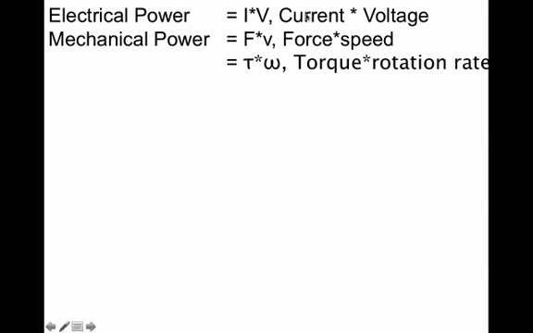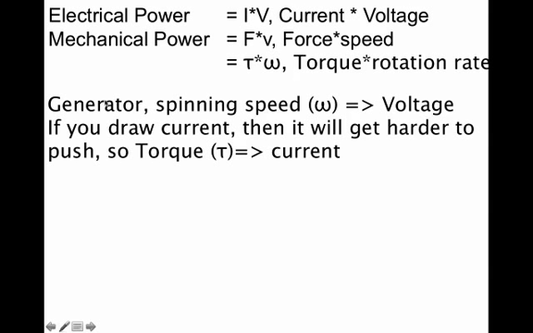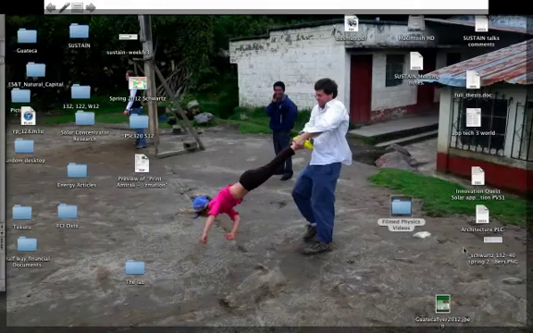Electrical power is current times voltage, where current is a flow of electrons and voltage is how hard we're pushing the electrons. Mechanical power is force times speed, or if we're rotating, is torque times omega, or the rotation rate. When we turn a generator, the speed of the turning is proportional to voltage. So let's take a look at the relationship between spinning and voltage.